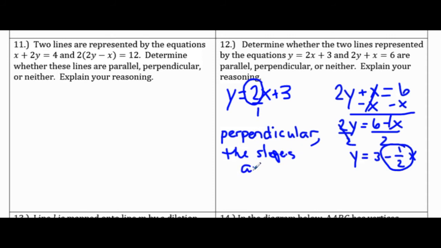Getting a little messy here. I can only write so much, and the numbers look good, but handwriting, not. It looks like a kindergartner wrote it. Slopes are negative reciprocals. There we go.